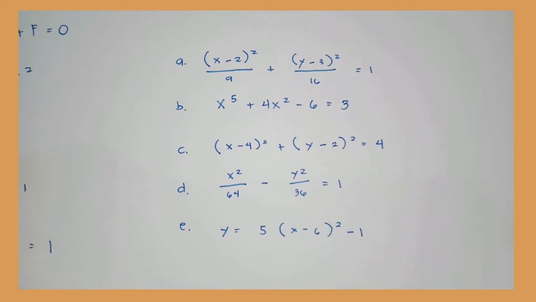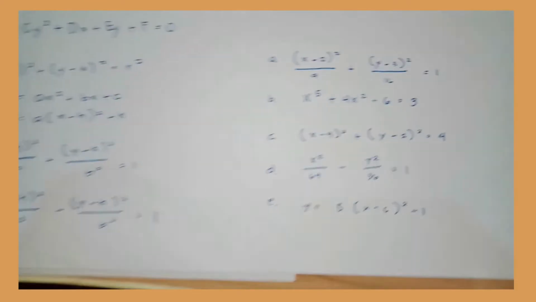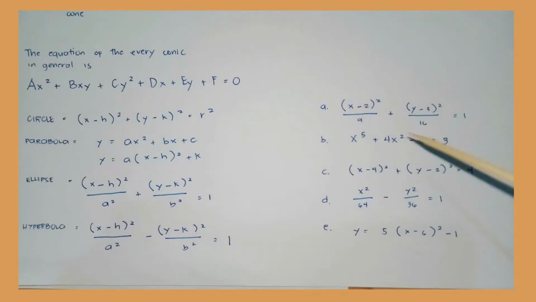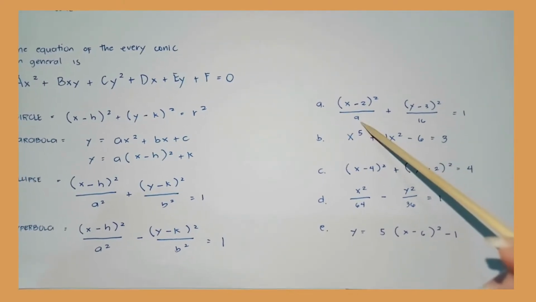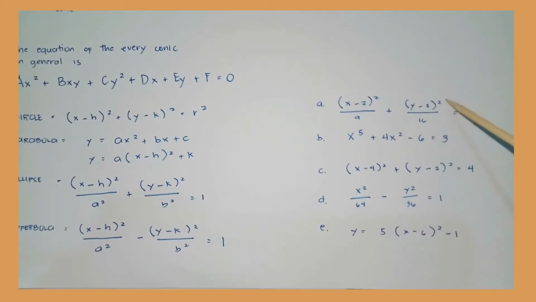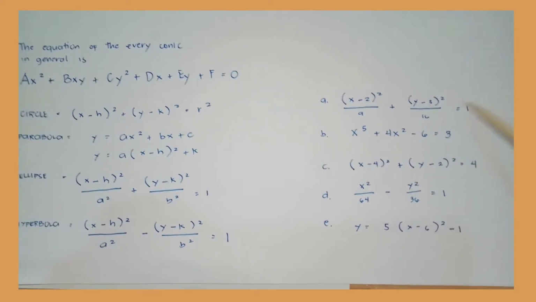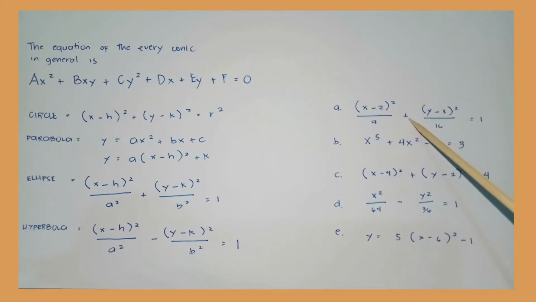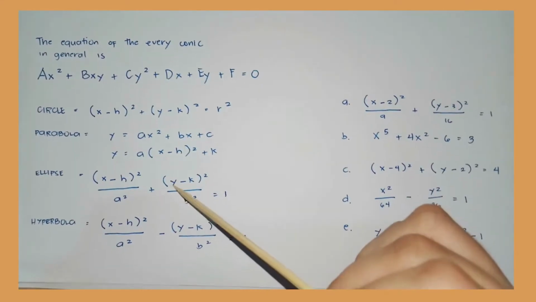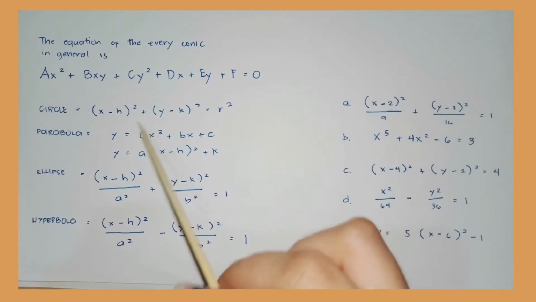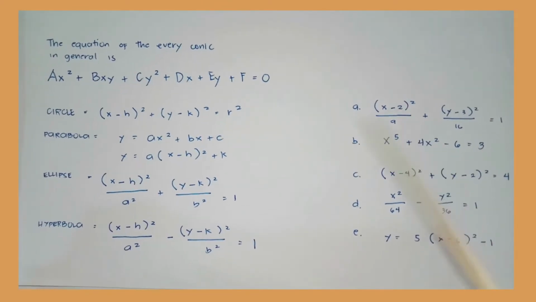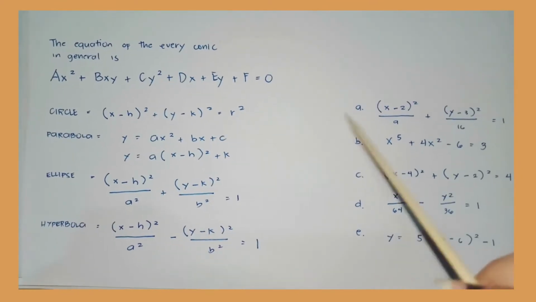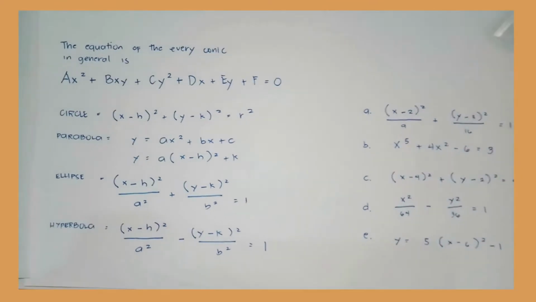We have examples here. We need to determine kung alin sila dun sa apat. So, the first example is x minus 2 squared over 9 plus y minus 3 squared over 16 is equal to 1. Kung mapapansin nyo, yung gitna nito is plus. Alin ba dito yung merong plus sign sa gitna? Okay, so meron tayong dalawa, circle tsaka ellipse. Kaso, kung mapapansin nyo, ito ay fraction. Ito din ay fraction. So, meaning, letter A is under ellipse.